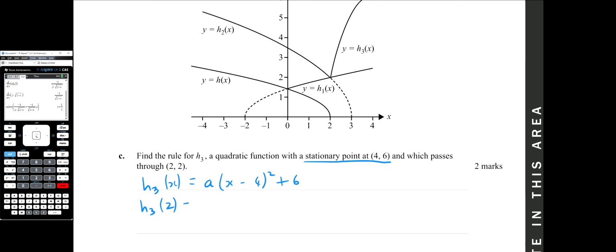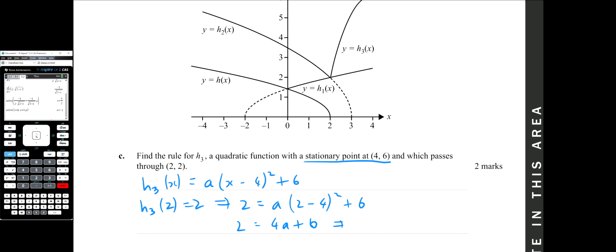h3 at 2 is equal to 2, and this implies that 2 equals a times (2 minus 4) squared plus 6. So this gives us 2 equals, 2 minus 4 is negative 2, negative 2 squared is 4, that's 4a plus 6. Solving that either by hand or using the CAS, let's use the CAS for this one quickly. Menu 3-1. 2 equals 4a plus 6, comma a. We end up with a equals negative 1.